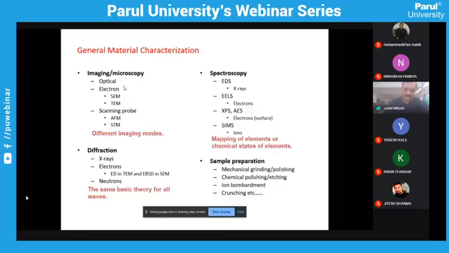Now, all these things we have to prepare. For all these things, we have to prepare the sample. You can prepare the sample by mechanical grinding, chemical polishing, ion bombarding, crushing, and there are multiple sample preparation methods used for different spectroscopy, microscopy, or diffraction conditions. Here, particularly, I am today just talking about the scanning electron microscopy.